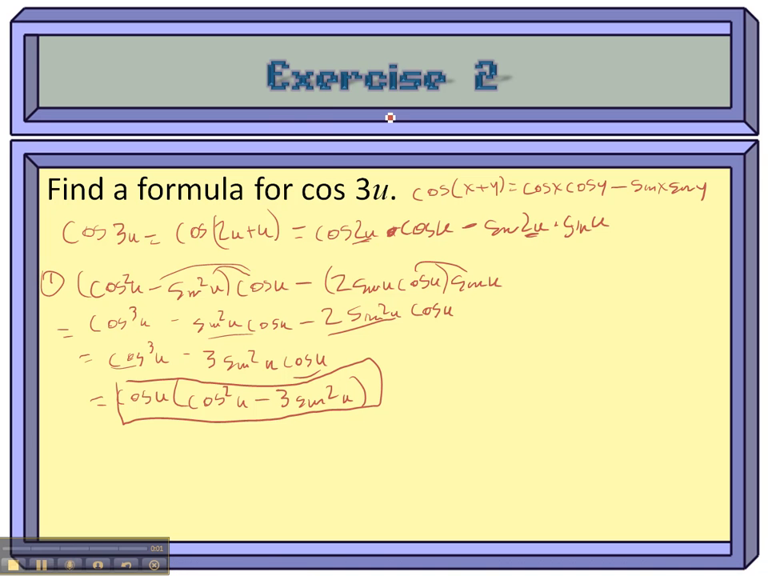On exercise 2, we were finding a formula for the cosine of 3u. So far we've found one possibility, and there's multiple possibilities because for the cosine of a multiple angle, there are 3 different formulas that we could possibly substitute in there. So there's the first possibility. Now we're going to try for a second possibility.